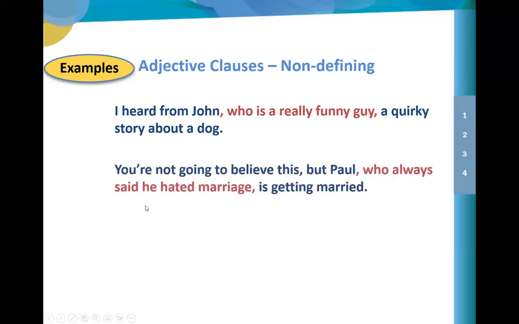okay? Another example, we are not going to believe this, but Paul. Who's Paul? We know Paul. Paul, who always said he hated marriage. So this is extra information about Paul. Paul always says that he hated marriage. Is getting married. Oh my God. Now, this information tells us that Paul did something, but he is doing something else. So this is extra information. It is not essential for this sentence. It is not important to the speaker or the listener to identify the person they are talking about.